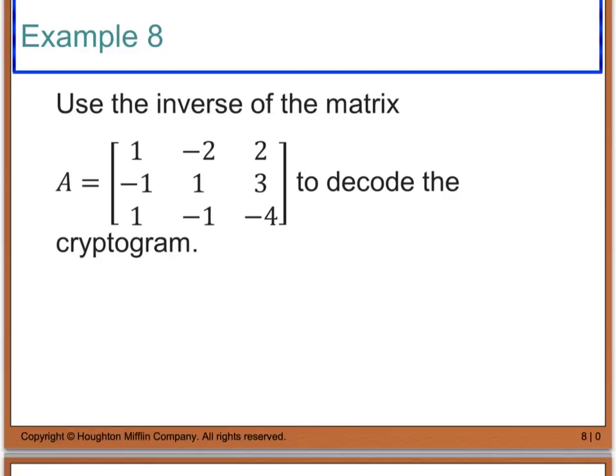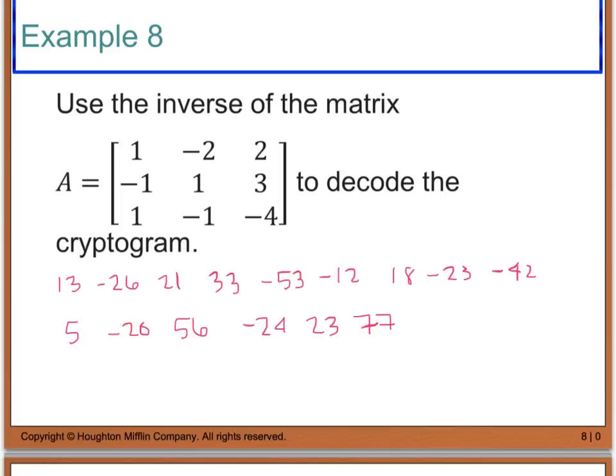Now, if I want to go in and decode a coded matrix or a coded cryptogram, what I have to do is use the inverse. So my last example says to use the inverse of the matrix A, which is the same A that we were given in the previous example, to decode the cryptogram. Now, we already know what this is going to say because we've already worked it from the opposite direction. But if I didn't know what this said, I'm going to bracket all of these up into matrices. And they have to be the 1x3 matrices.